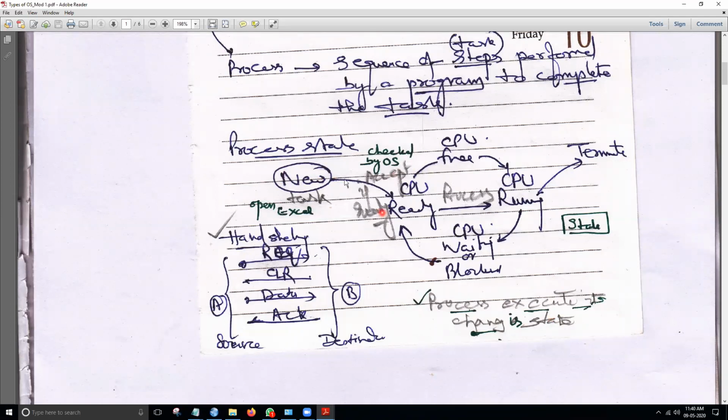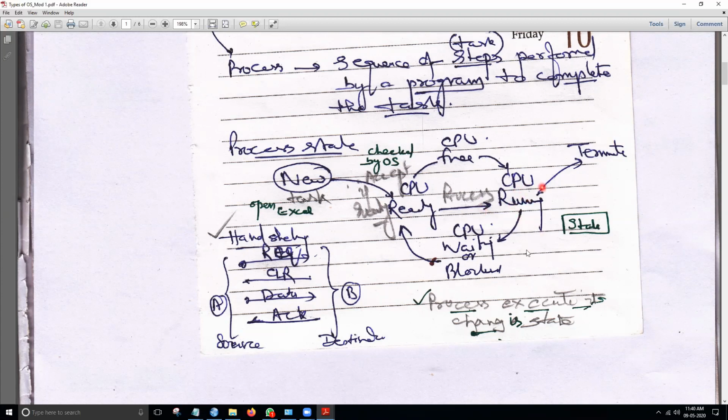It is being put ready, and once it is put ready in the form of a queue, it is given to the CPU for running. Once the CPU starts running and executes it, then it will put it under terminate.